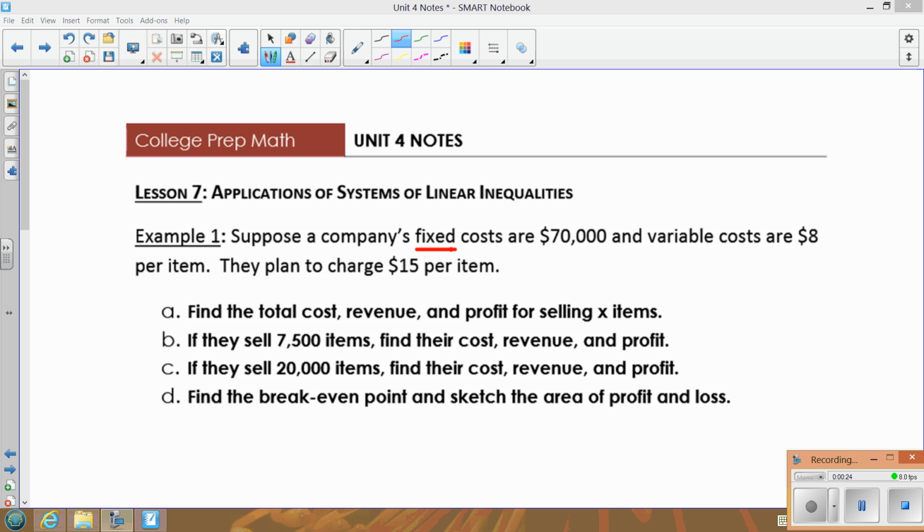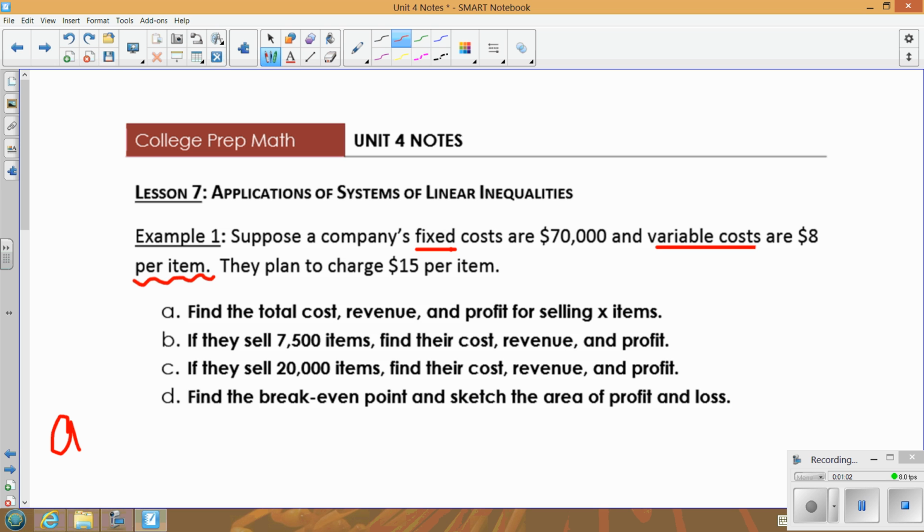So in this problem, we have fixed costs for this company that are $70,000 and variable costs that are $8 per item. The difference is that fixed costs are a one-time thing, whereas variable costs depend on the number of items we have, because it's $8 per item. And then the last part says they plan to charge $15 per item. So that's how much money they're going to be making.